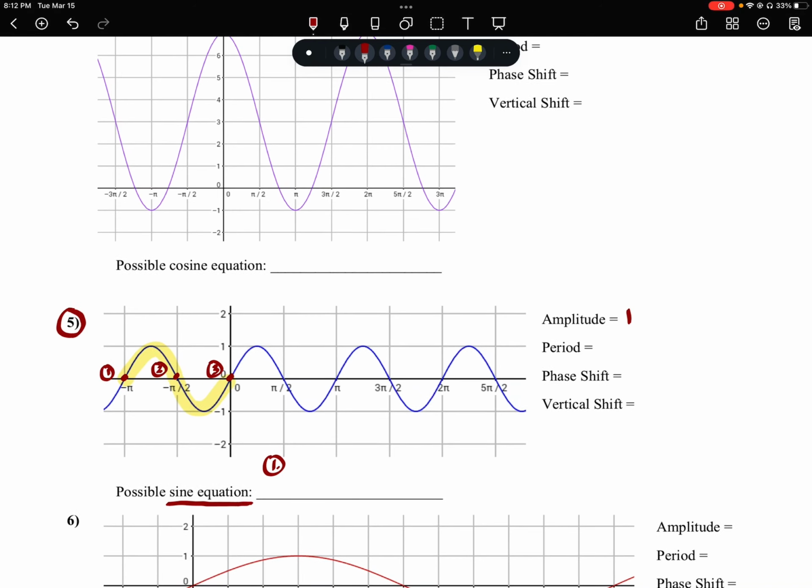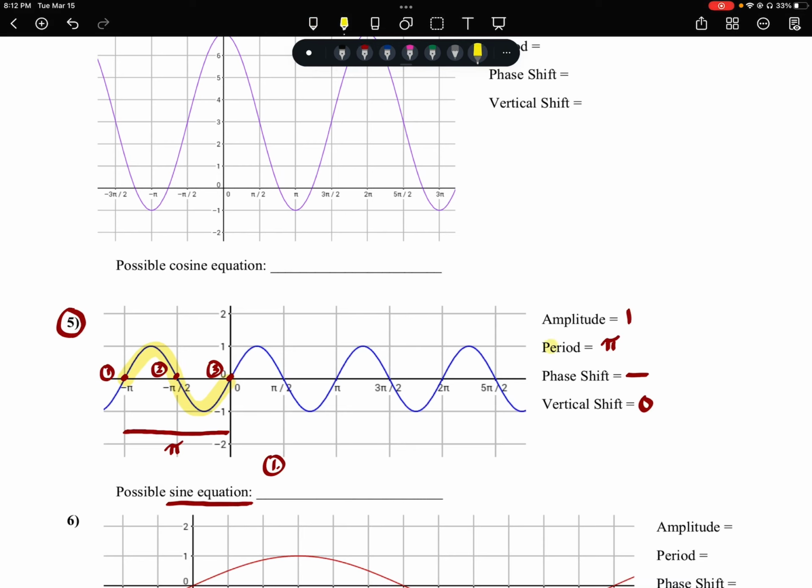Our period length goes from negative pi to 0, which means we have spanned pi radians. So this one does have a period change. We're not going to worry about the phase shift right at this moment. And then our vertical shift looks like it's 0. So let's talk about how to deal with it when we have a period change.